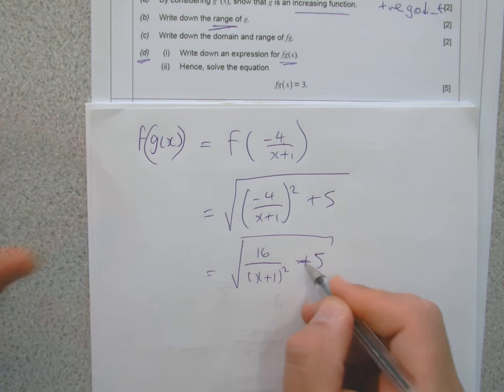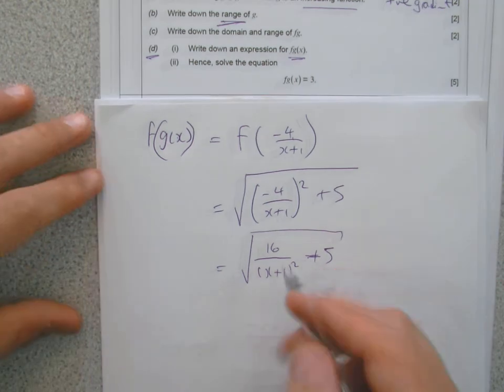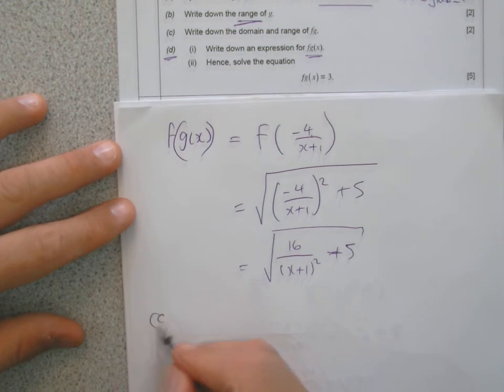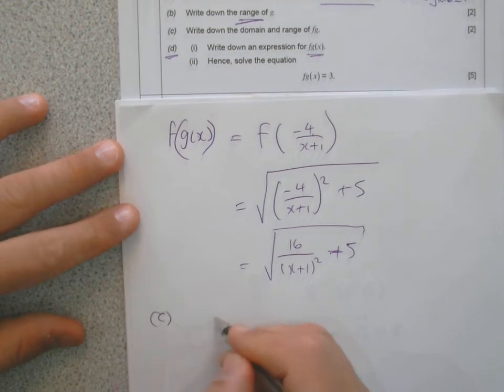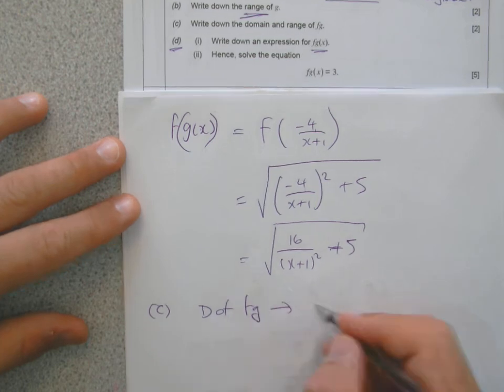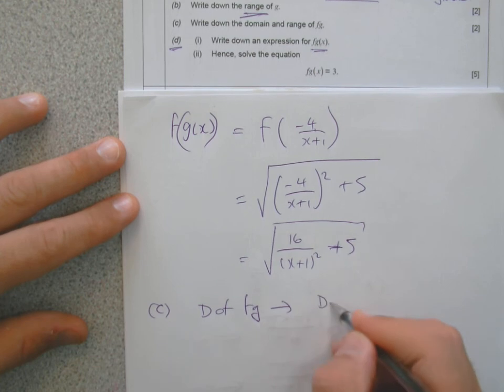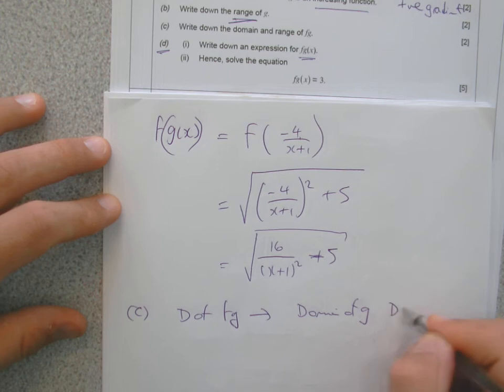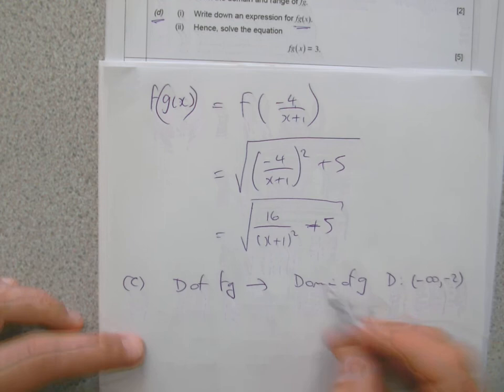So I've answered part D here, but I've done it in good wisdom because I can then deal with C much easier. So now with C, the domain of fg is quite simply the domain of g, isn't it? Remember that, because we deal with g first. The domain of fg is always the domain of g, which is, going back to the top, minus infinity, minus 2.